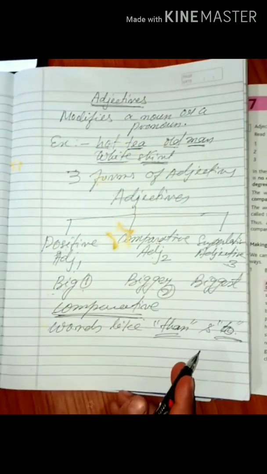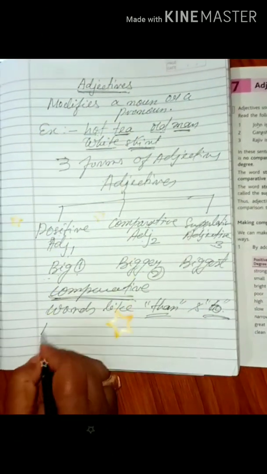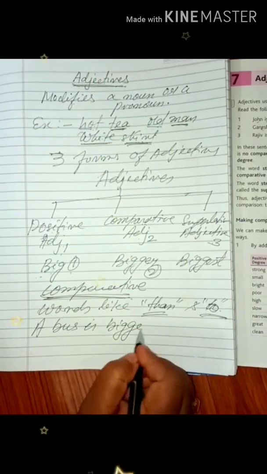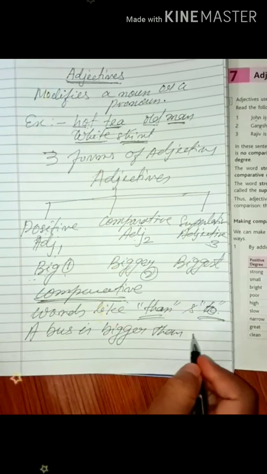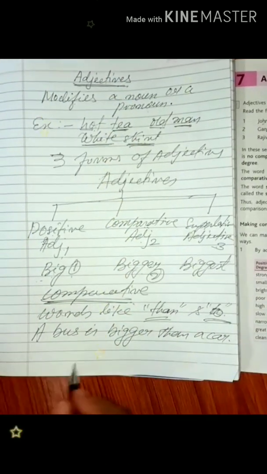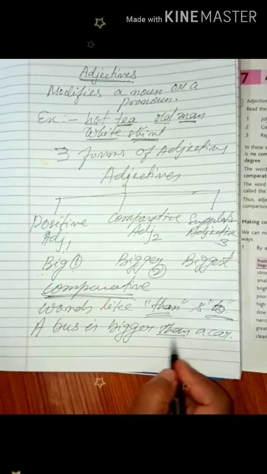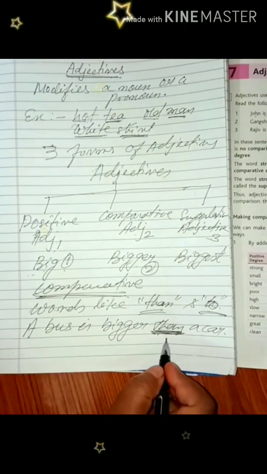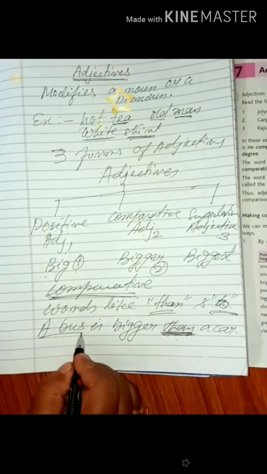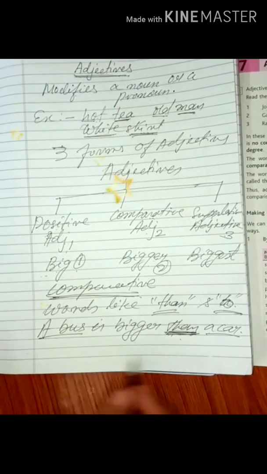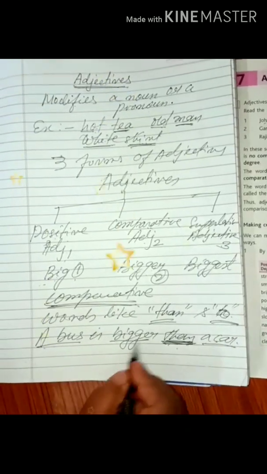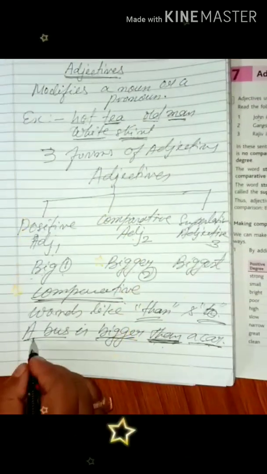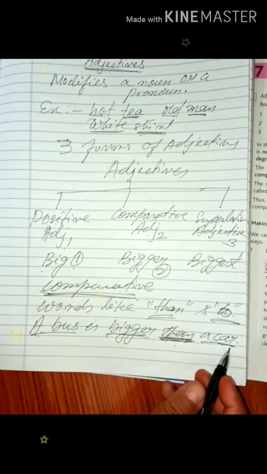For example, if I write here, a bus is bigger than a car. Okay, a bus is bigger than a car. That means I am writing here the word than. It shows that it is comparing a bus and a car. And how is the bus compared to a car? Bigger in size. A car is small, only big is the bus. And a bus is bigger than a car. Okay, clear, my dear students?